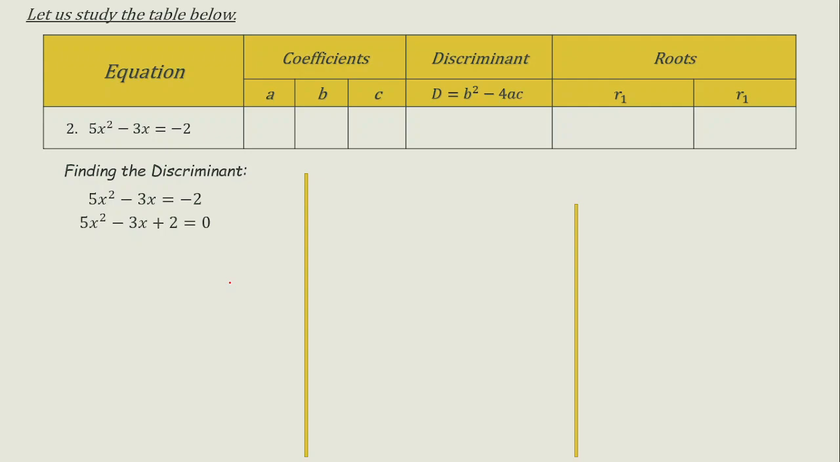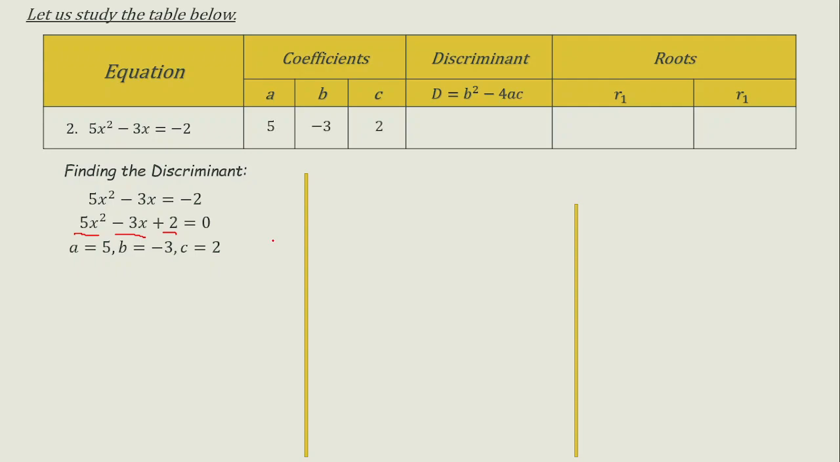So the quadratic term here is 5x squared. So it means the value of a is positive 5. The linear term here is negative 3x. So the value of b is negative 3. And the constant is 2. So c is equals to 2. Then write it here on your table.